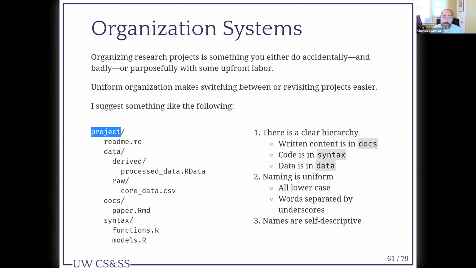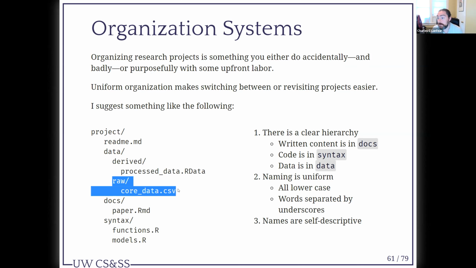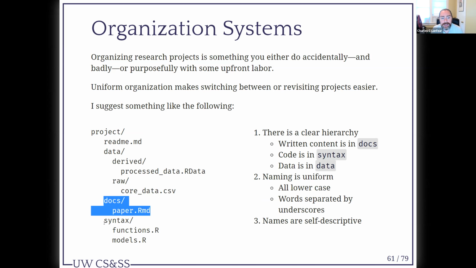I have a top-level project folder named whatever the project is. Inside of there will be a README file, a data folder containing derived, that's data created by my scripts, and raw read-only data, the original data for the project, documents like the paper that you'd be writing, the journal article, and then syntax, which would contain all the functions and models you're running, possibly with a bunch of subfolders if you have a lot of .R files.